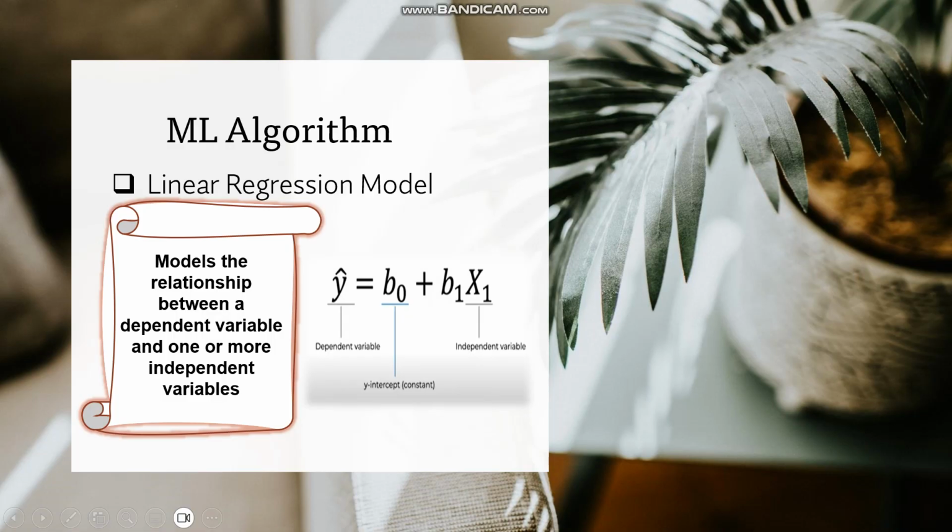So x is our input and y is our output. If there is only one input, that would be a simple regression model, and this is an example of it. But if you have different inputs, like b2 x2 plus b3 x3, then that model will be a multiple regression model. And by the way, b1, b2 or b3 are the coefficients.